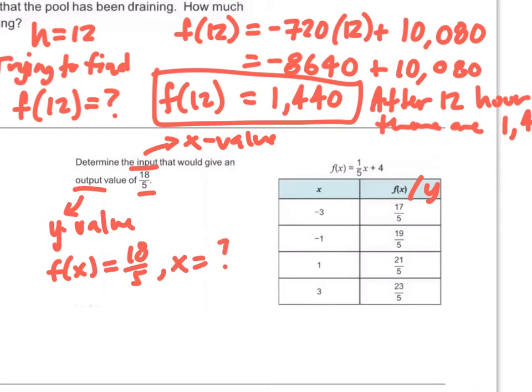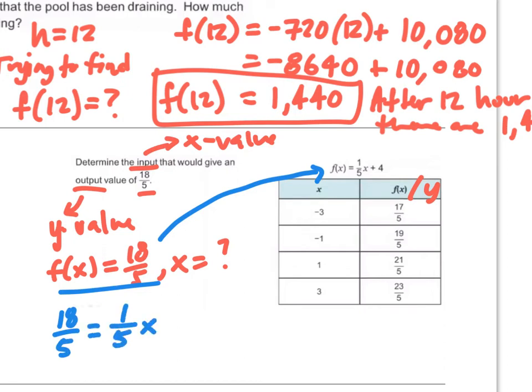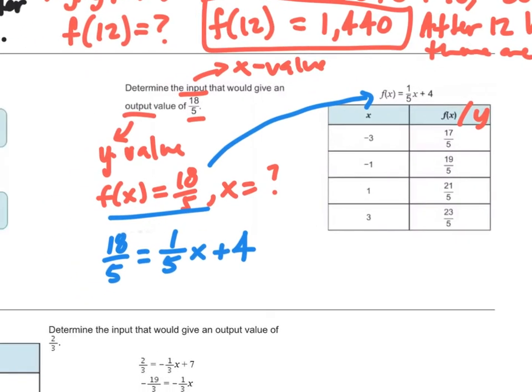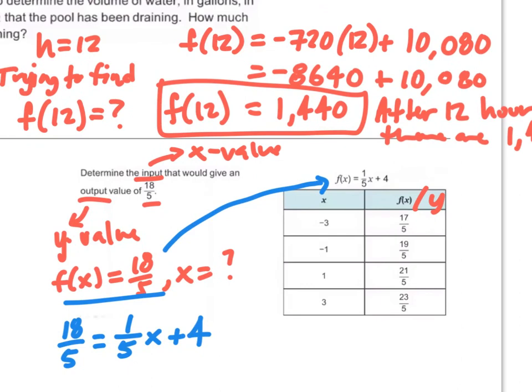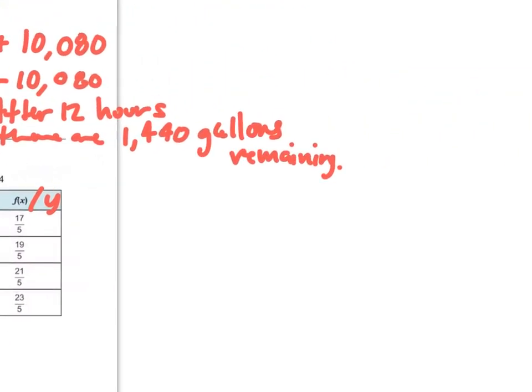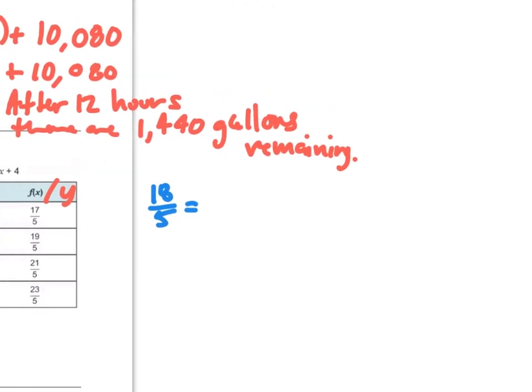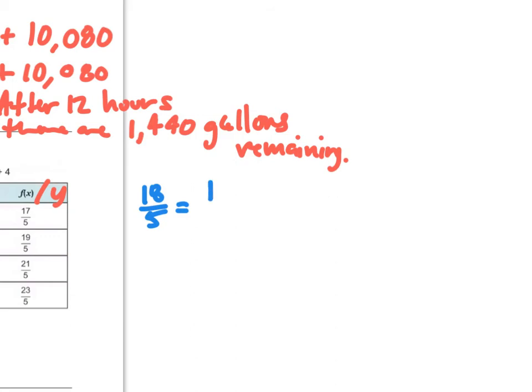So what I'm going to do is take 18/5 and substitute it into that function. Okay? And I'm going to do 18/5 is equal to 1/5 x plus 4. And I'm going to solve this equation, so I'm going to rewrite it over here. 18/5 is equal to 1/5 x plus 4. So I'm going to subtract 4 from both sides, okay?